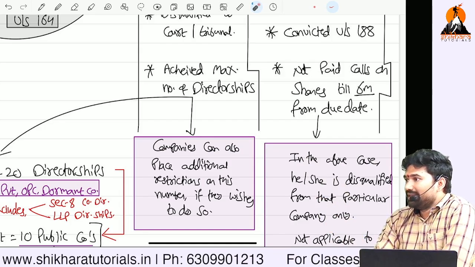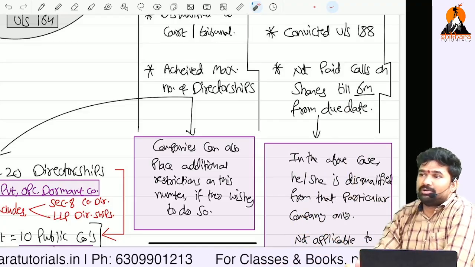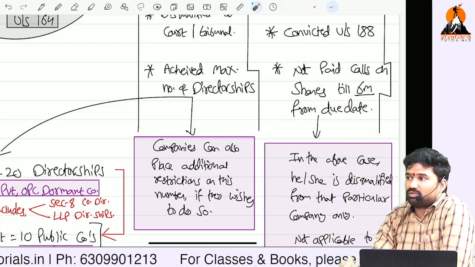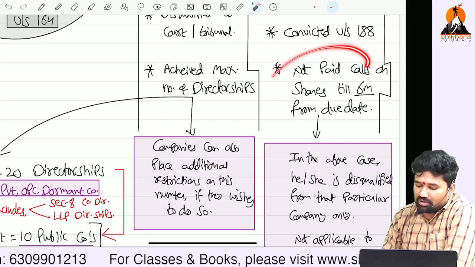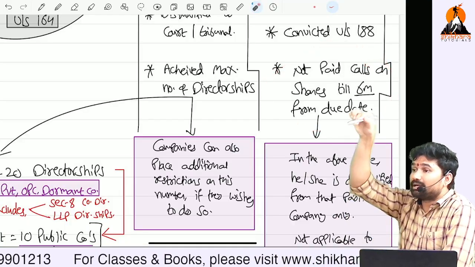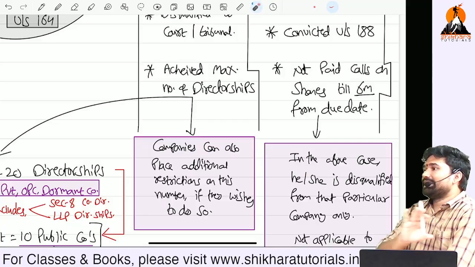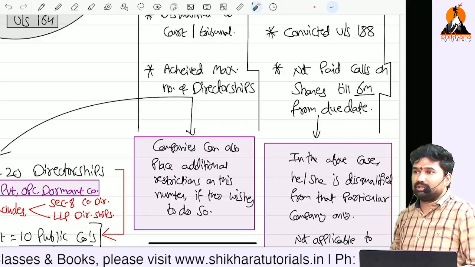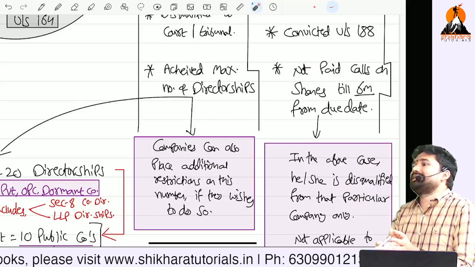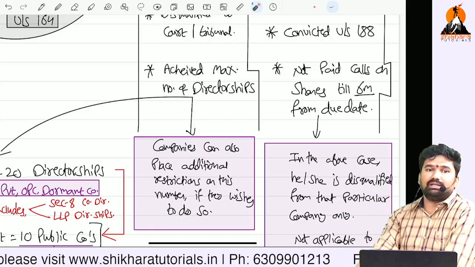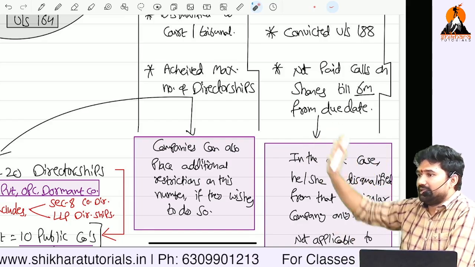You failed to pay the money and the 6 months time has elapsed from the due date. What is the due date for paying the call money? 1st June. From that, 6 months. So after the expiry of 6 months, you will be disqualified to act as a director in that company only. That disqualification will not be attracted to other companies. In the company in which you failed to pay the call money, the disqualification will attach only to that company. It will not spread to other appointments and other companies.